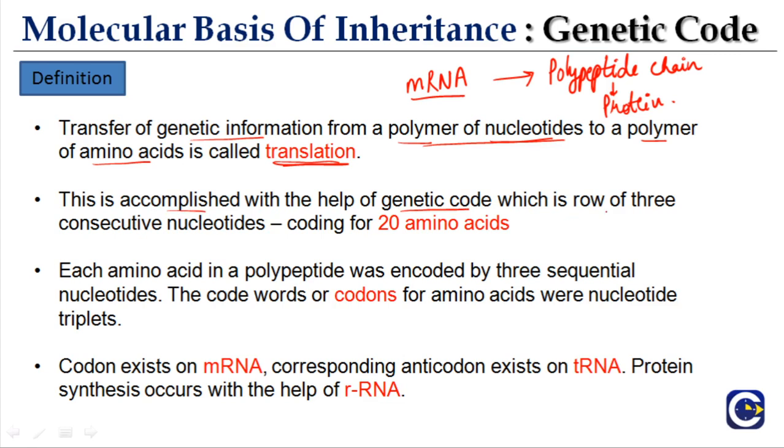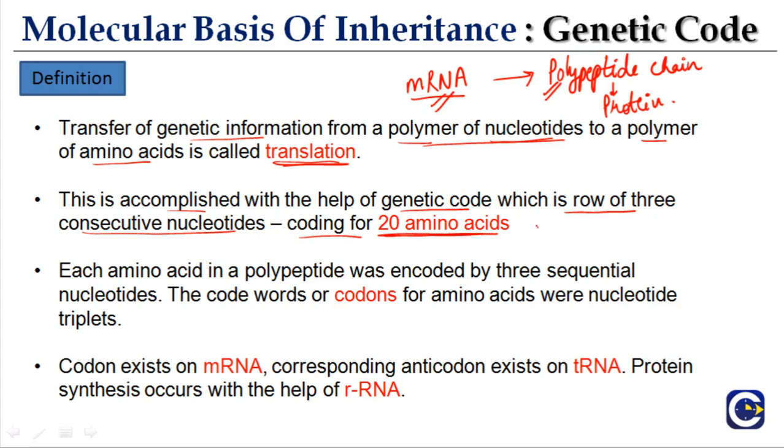And what is the genetic code? It is a row of 3 consecutive nucleotides coding for 20 amino acids. So the genetic code is a row of 3 consecutive nucleotides present on the mRNA that codes for 20 amino acids, and these amino acids will then form the polypeptide chain.